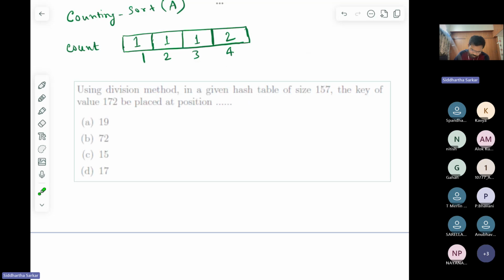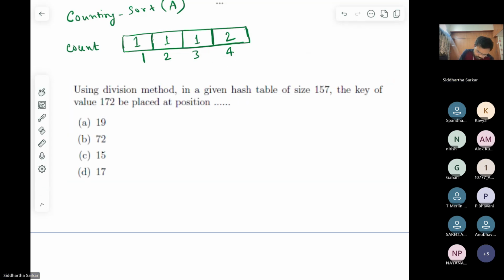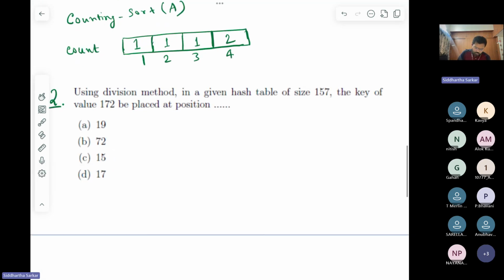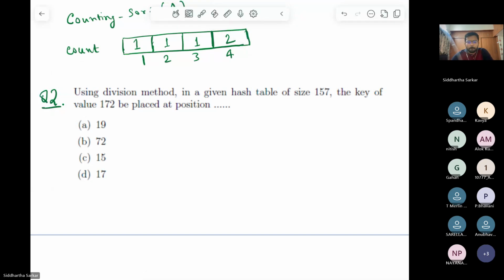So this is question 2 for you. So I'll give you a minute to think about it. Okay, so somebody has answered 15.